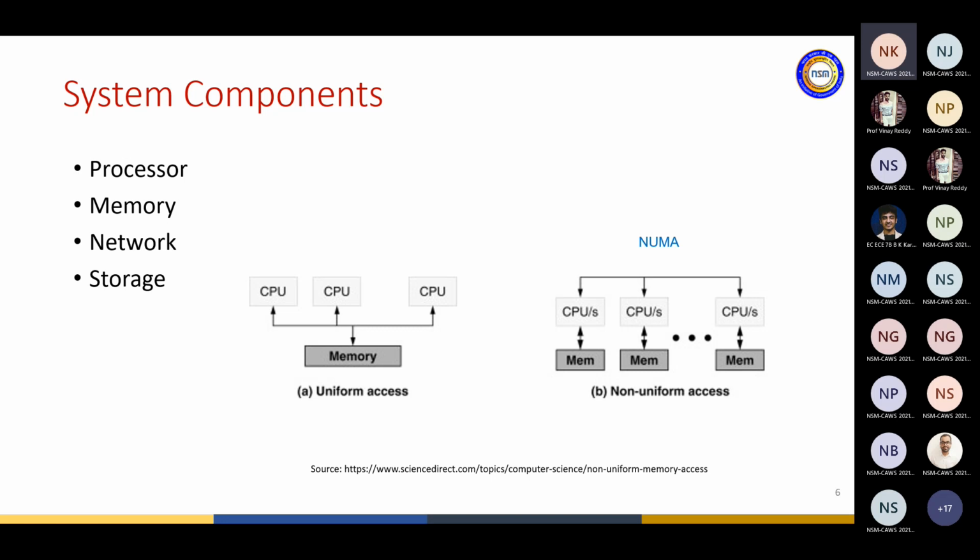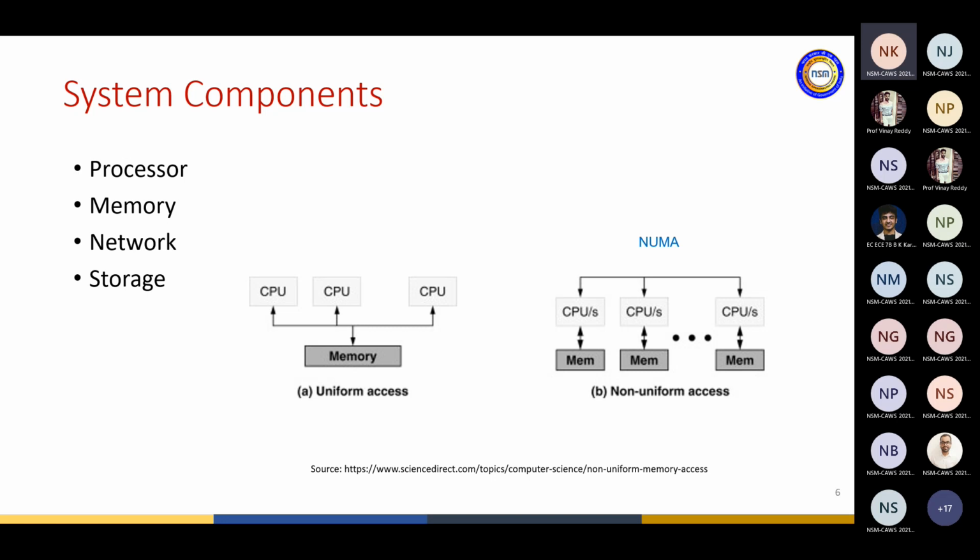Because like I said, we have multiple cores, and so you need some networking for data movement between processor, memory, and so on. And then you have the storage. Storage is also complex when you think about multiple nodes. So we'll talk a little bit about that.